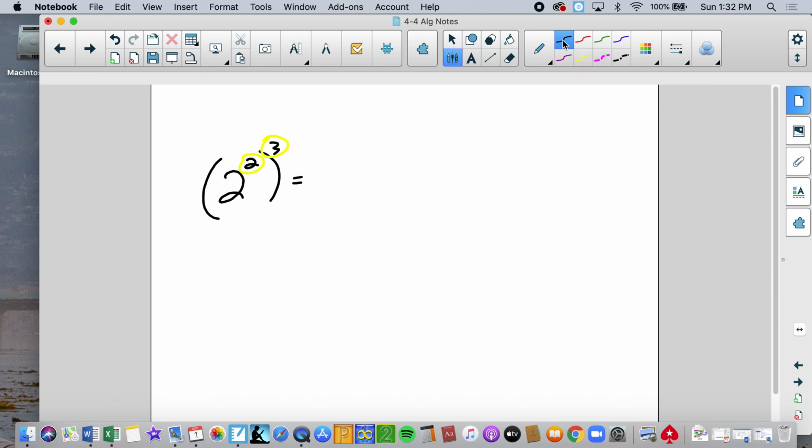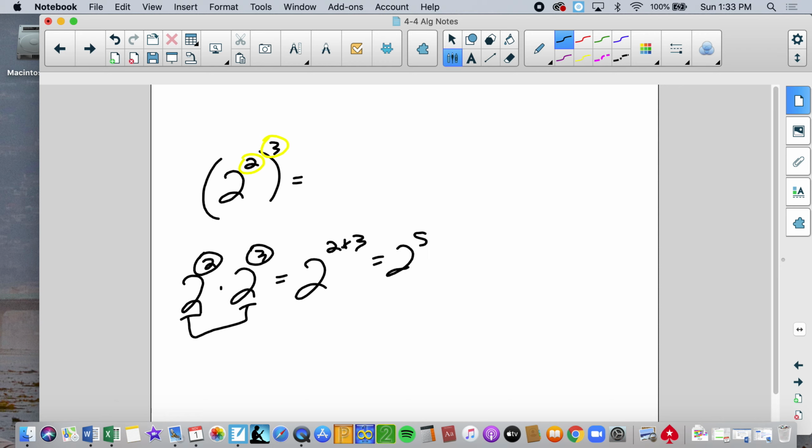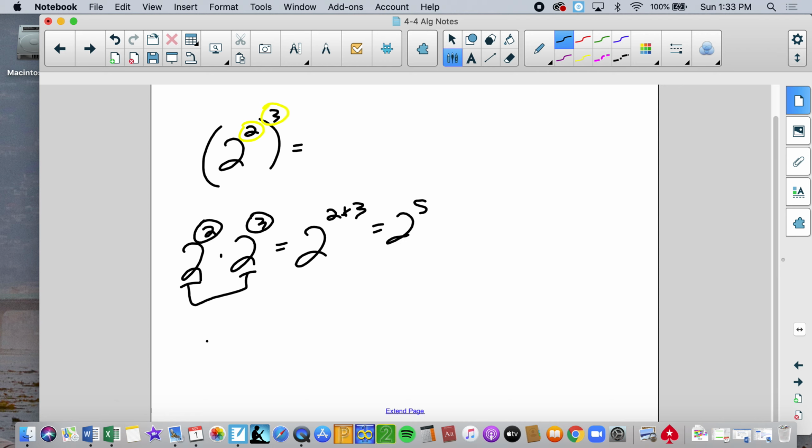We know that when you have 2 to the second times 2 to the third, when we multiply like bases, what do we do with their exponents? We add them. When we divide like bases, when you have 2 to the fifth over 2 to the second, when we have like bases and we are dividing, we subtract those exponents.